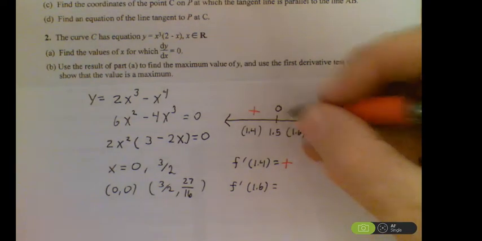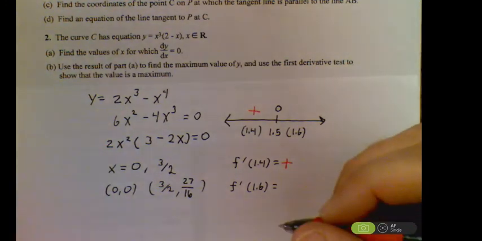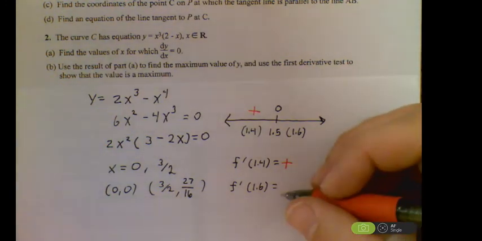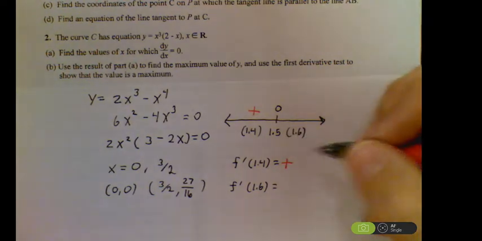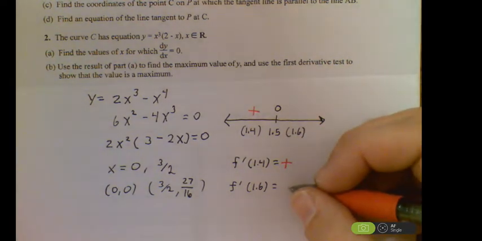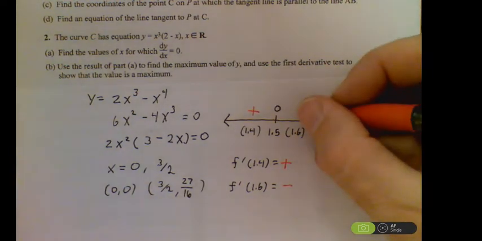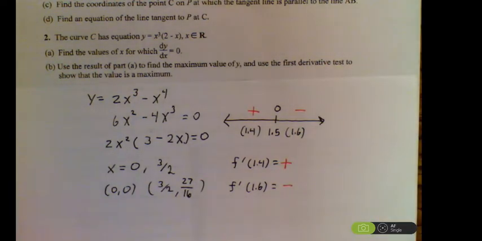Remember, this was a zero slope. If we were to plug 1.6 into the derivative, or any number greater than 1.5, you're going to find out that it comes out to be a negative number. And so because of that, that means the slopes in this area are negative.